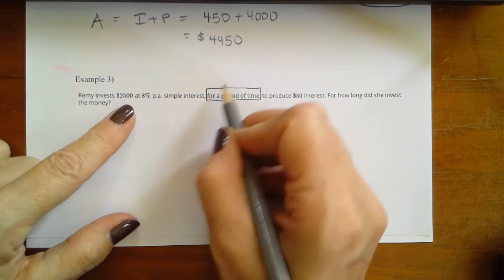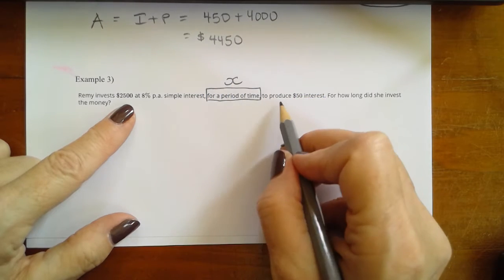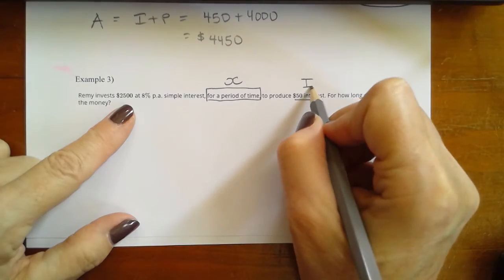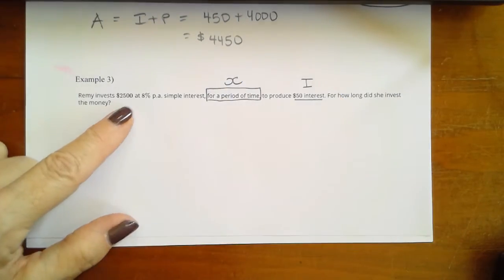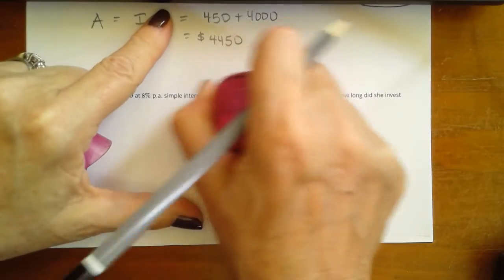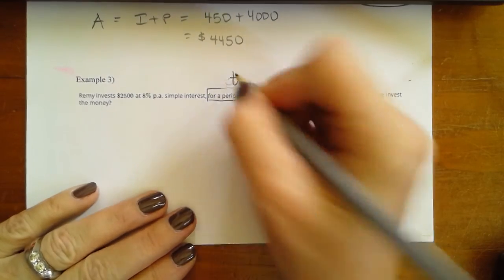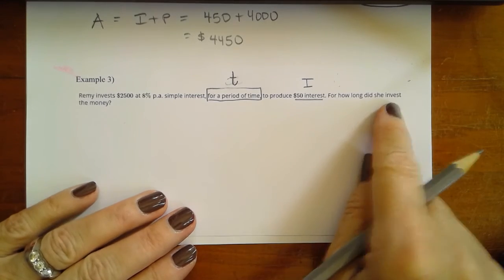Example 3 says, Remy invests $2,500 at 8% per annum simple interest for a period of time. Well, that's going to be my X, isn't it? To produce $50 interest. That's the I. Should I make this a T? What do you reckon? Because we use T for time. You can use T for time as long as it doesn't look like a plus sign. You have to make it curvy. T for time. For how long did she invest the money?